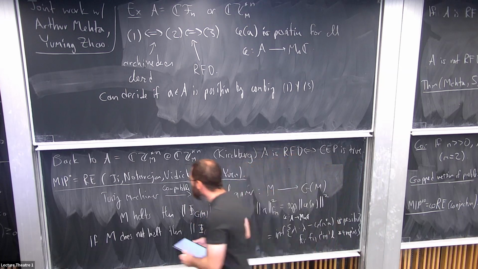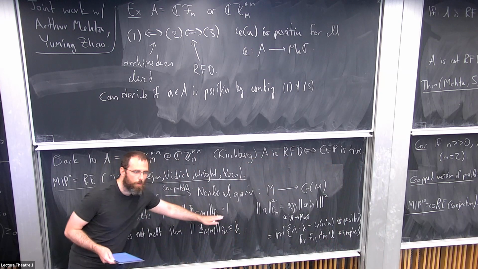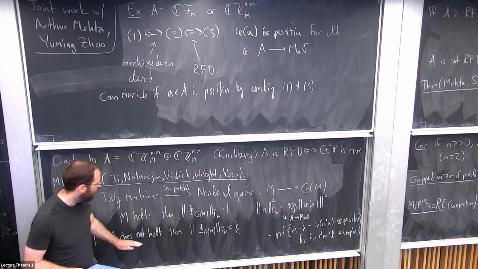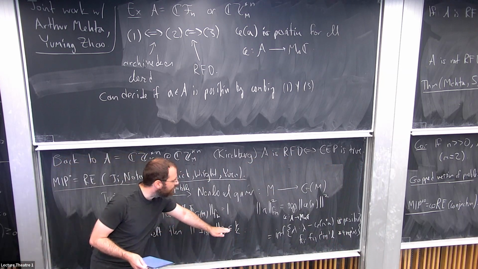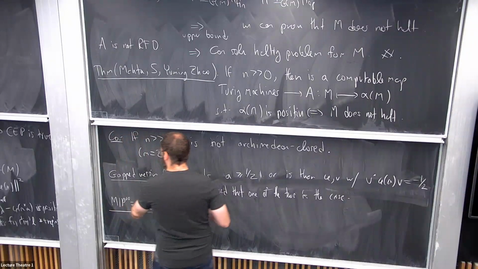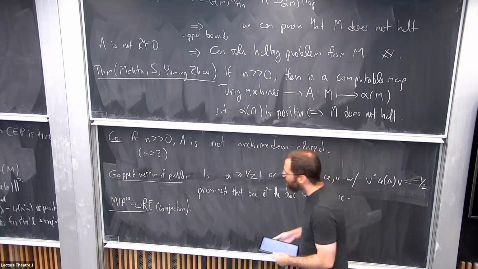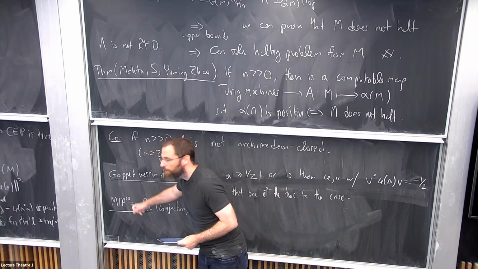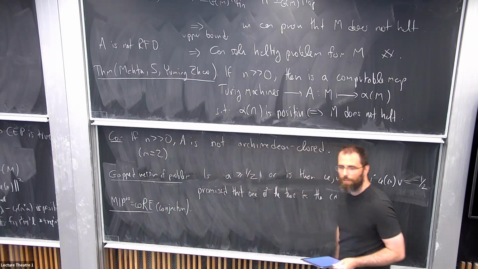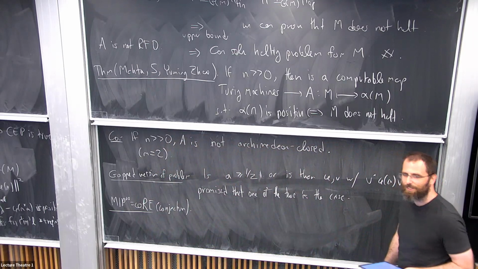So if m does not halt, then the operator norm has to be 1, and if it does halt, then the operator norm is less than or equal to 1. That's the co-RE part of this. It's the opposite of RE, the complement of RE. And this co stands for commuting operator, where we take the actual operator norm. So there are two different co's there. It's a nice coincidence.